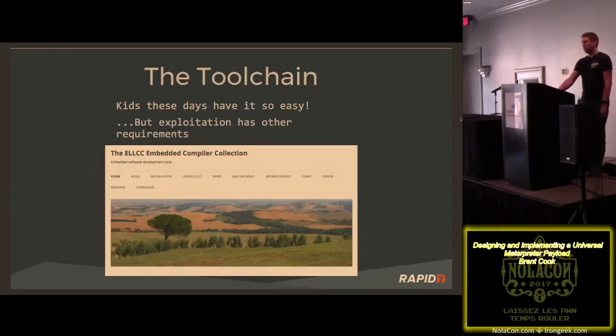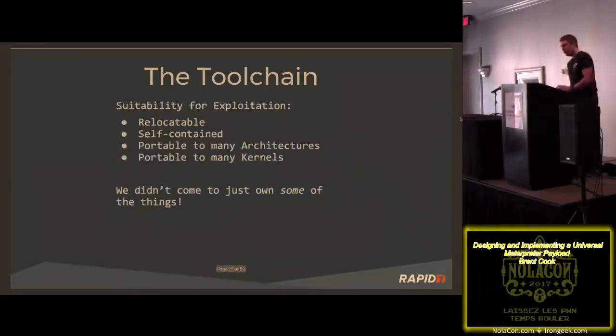Because to do exploitation, you have to do even more than just getting it to build. What do you need to actually build a payload that can be used for exploitation? It's not just a matter of functionality, it's a matter of some other things. One, it has to be relocatable, meaning that the code has to be able to run anywhere within memory. You can't rely on the operating system putting it in the right place because you're basically subverting the operating system. You don't really know where you're going to be, when you're going to be. It needs to be self-contained.